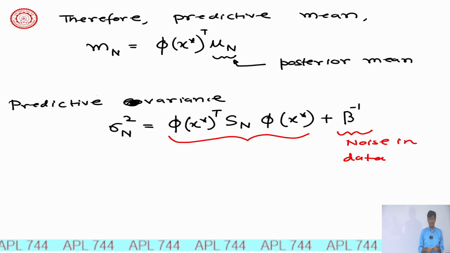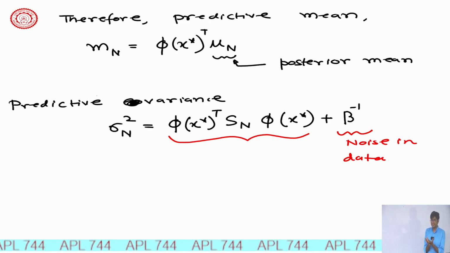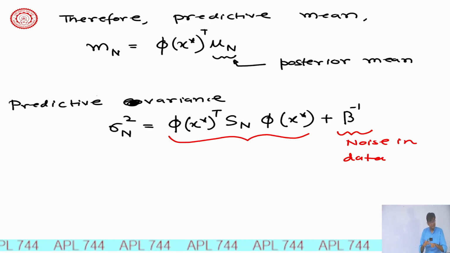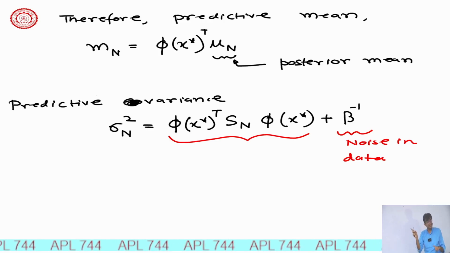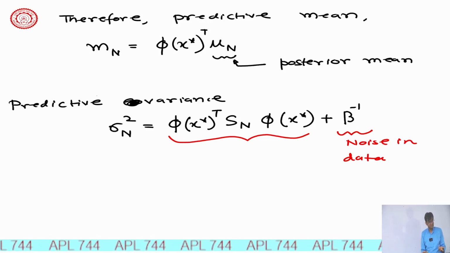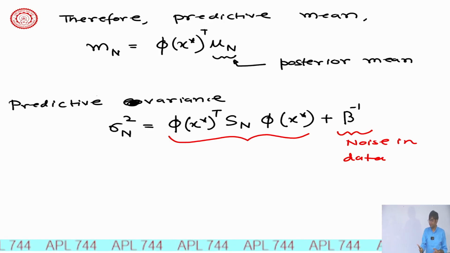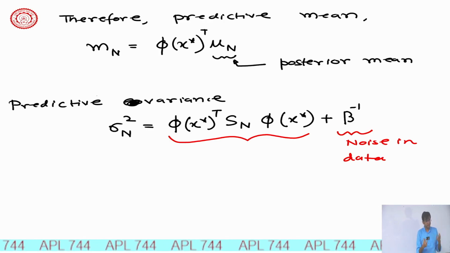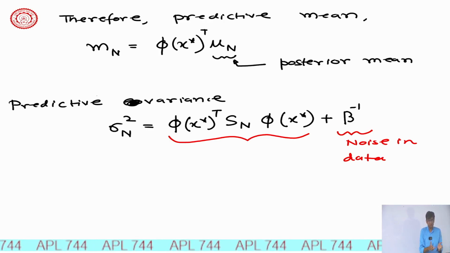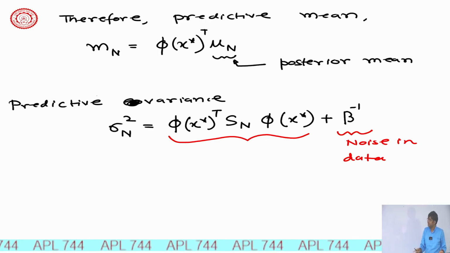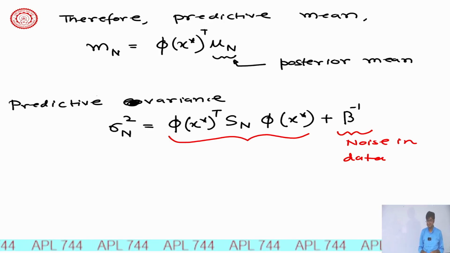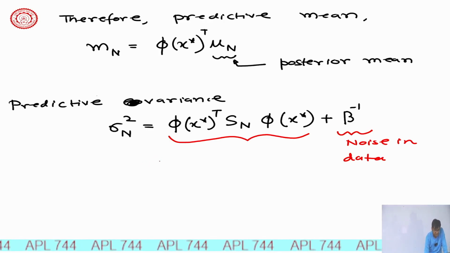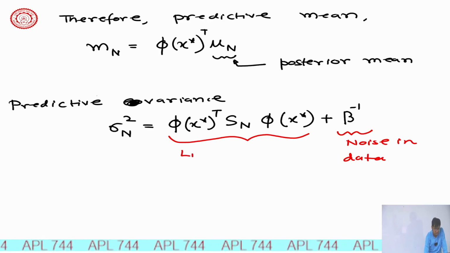So ideally there are two sources of uncertainty. One, you have limited data. If your data is infinite, that source of uncertainty should vanish. Second, your data is noisy. If data is not noisy, that source should vanish. And if you are working with infinite data and clean data, then you should not have any uncertainty. Then both the terms will go to 0. So this is because of limited data.